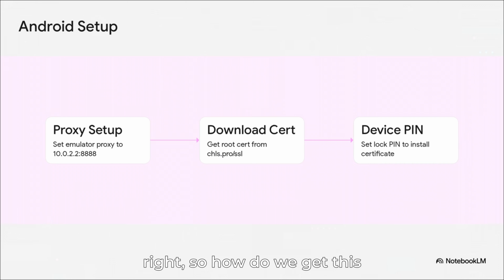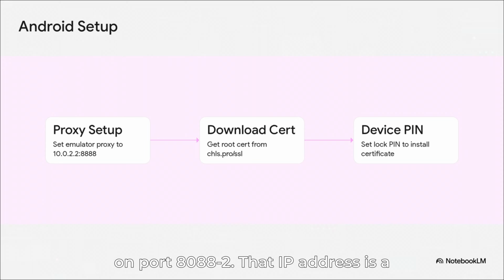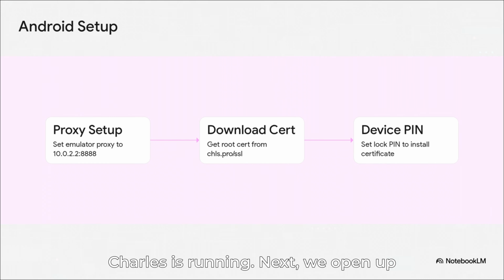All right, so how do we get this superpower? We have to invite Charles into our device. Setting this up on an Android emulator requires a very specific sequence. First, we point the emulator's proxy settings to 10.0.2.2. Actually, make sure it's on port 8088 too. That IP address is a magic loopback address in Android emulators. It points directly back to your host computer where Charles is running.